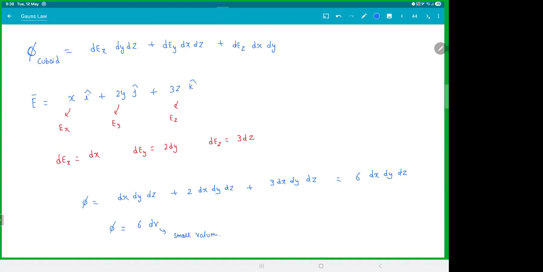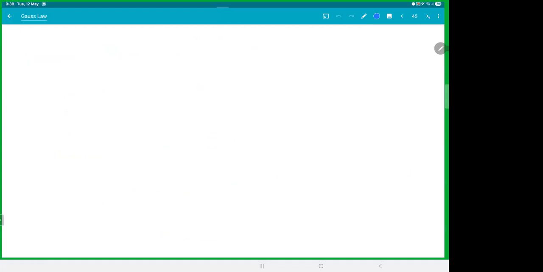And that will give you the answer for the B part also. Now you want the flux through a sphere. So flux through a sphere, you can divide the sphere into small cubes. That will be 6 into dV. That will be 6 into the volume of the sphere.